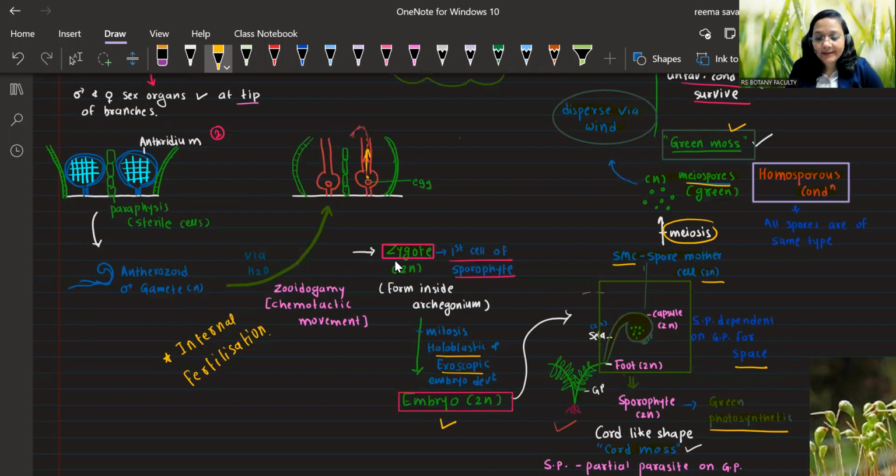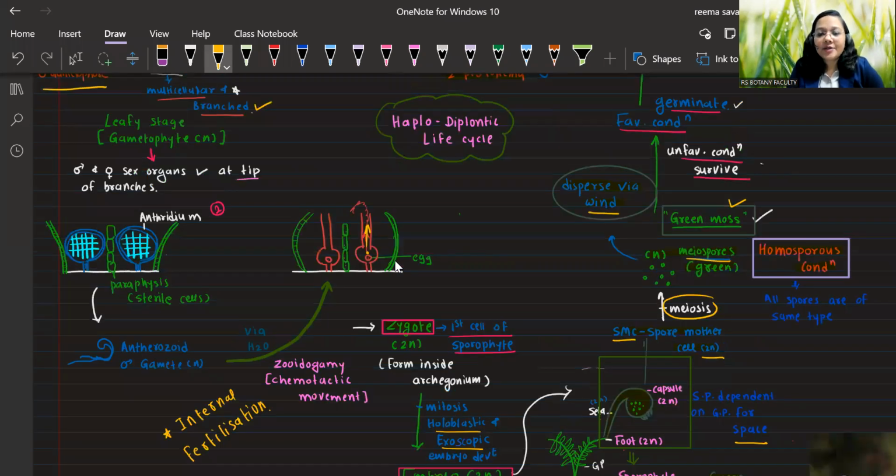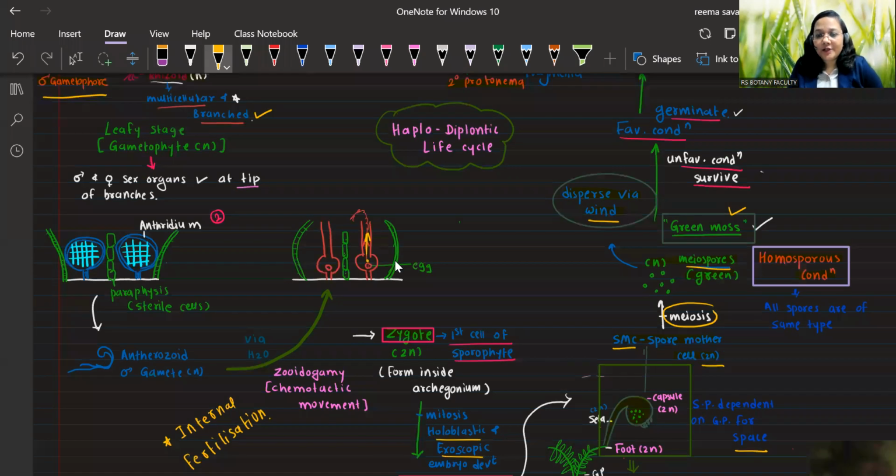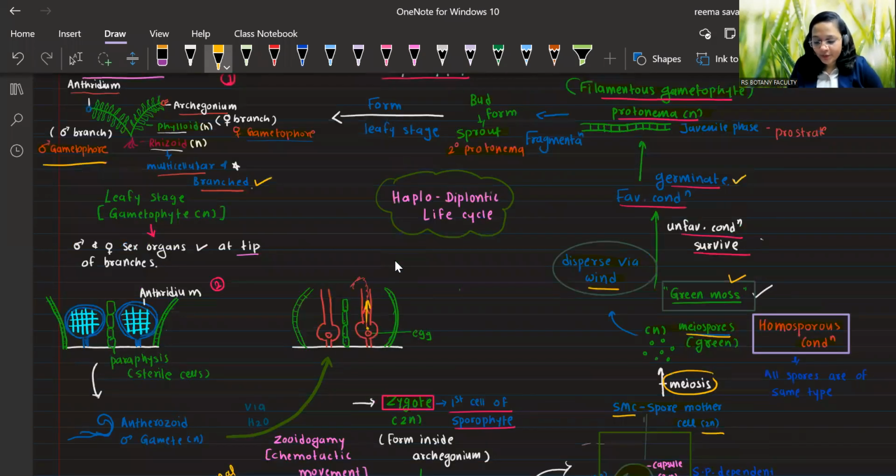Now, spores will disperse via what? Spores will disperse via wind, so they will disperse in dry conditions. Spores are resistant structures, so they allow this plant to sustain in unfavorable conditions, right? So in unfavorable conditions, spores will survive and get dispersed via wind, and whenever favorable conditions arise, they will germinate. So spores were haploid. By their germination, they will form a haploid plant body.